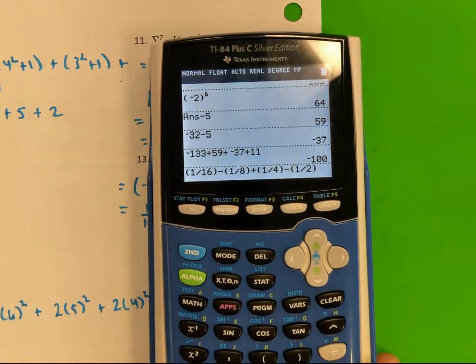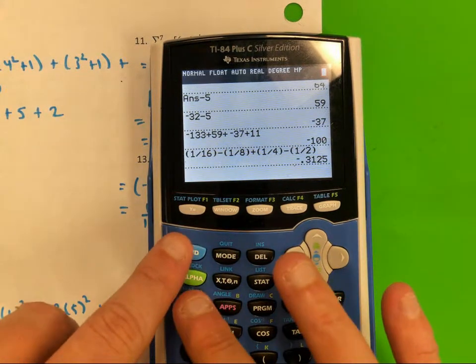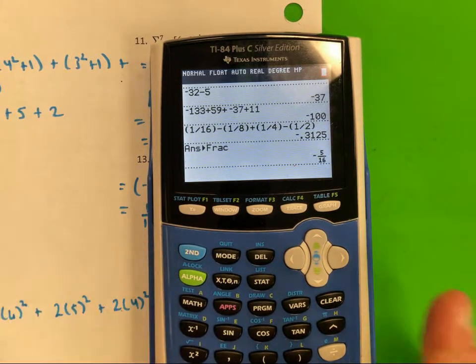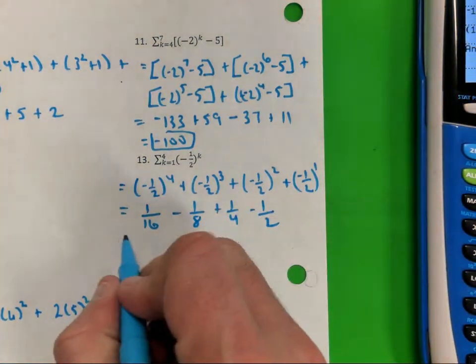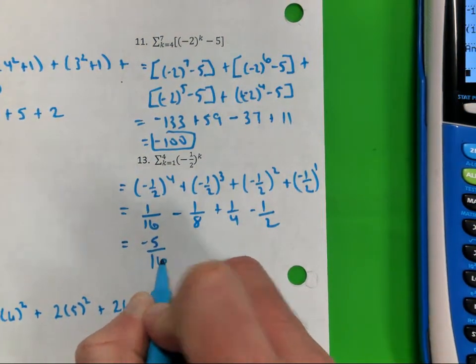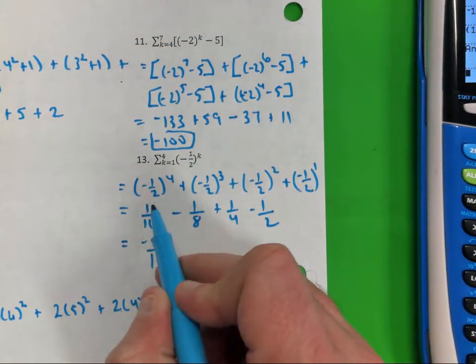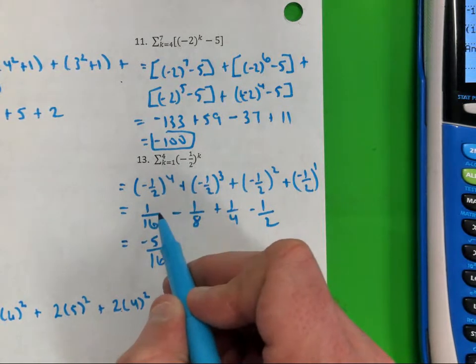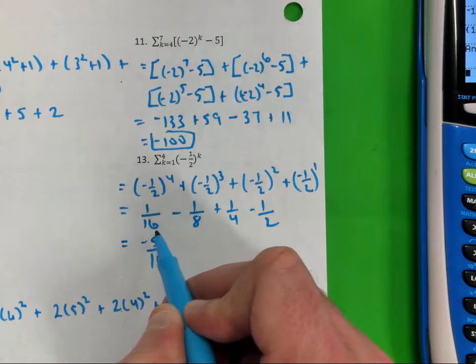Do y'all agree with what's on my calculator screen so far? Okay, thank you. I would hit enter, then change it back to fraction. Math, change it to fraction, negative 5/16. When you raise negative 1/2 to the 4th, that's going to be a positive fraction. 1 to the 4th is 1, 2 to the 4th is 16.